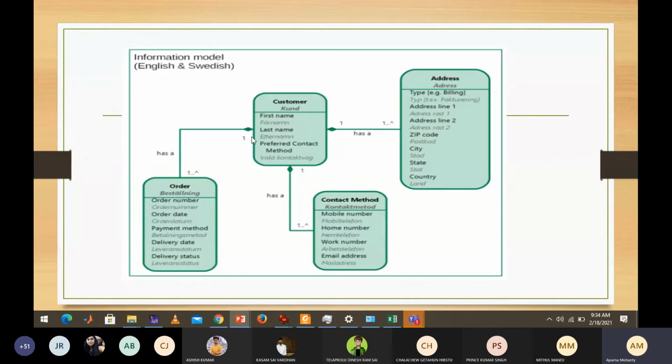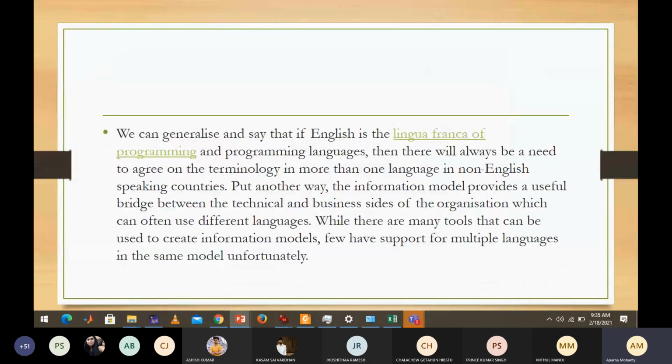Now the same information between English and Swedish is shown: customer is written as customer, and below it they have written KUND. So if the company in Sweden uses it, they'll be able to identify that they are talking about this customer, that KUND. First name, last name, all the Swedish counterparts are given. The order, contact method, address, everything gets merged together. Then you go for the information model, because the data models of different approaches have been merged, and finally you get something called an information model.